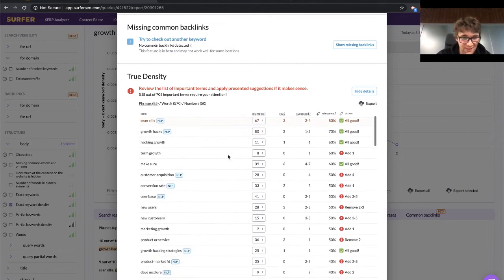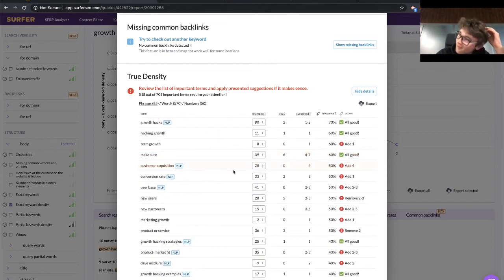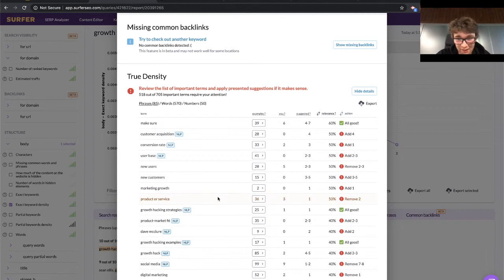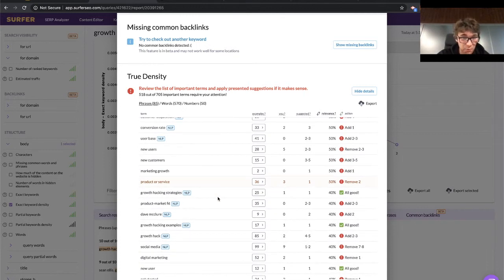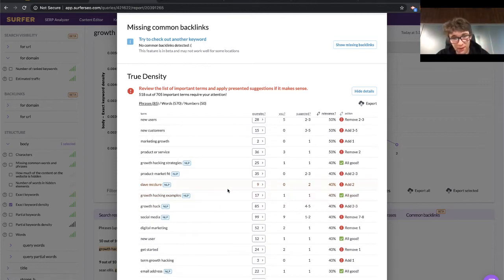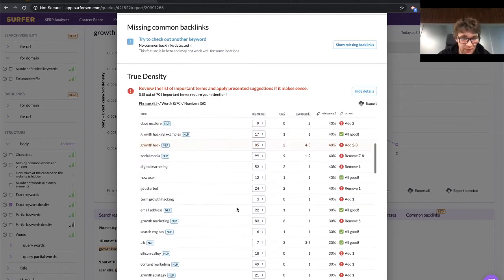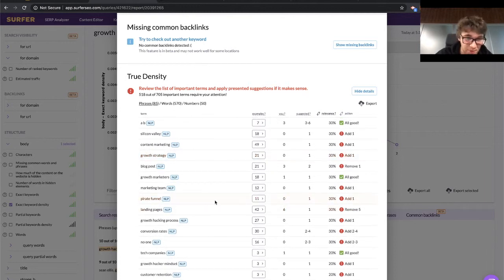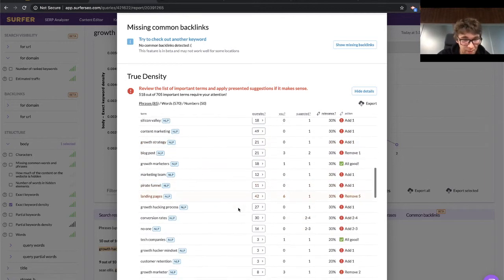Let's take a look at the missing terms again. I know that I may be repeating myself, but just take a look. Customer acquisition, conversion rate, new customers, marketing growth, those are really crucial keywords. We have also some NLP entities, even the entities that are the names. So Dave McClure, it's missing and is mentioned by quite a lot of competitors out there. Let's look for another names, like okay, this strategy for pirate funnel, it's missing completely.